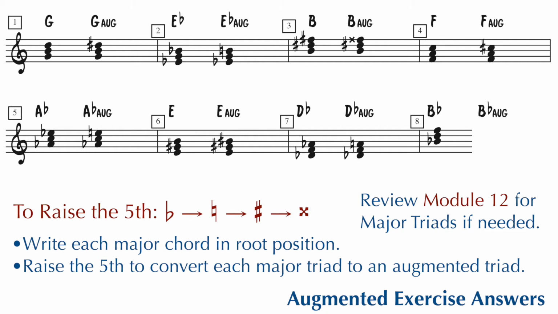Number 8, B flat major is spelled B flat, D, F. To change B flat major to B flat augmented, we raise the fifth of the chord, the F, to an F sharp, and B flat augmented is spelled B flat, D, F sharp.